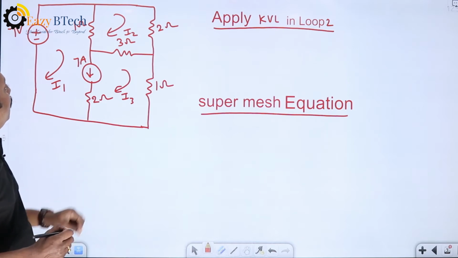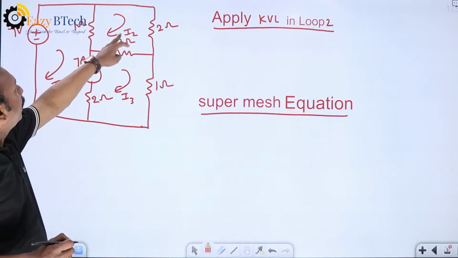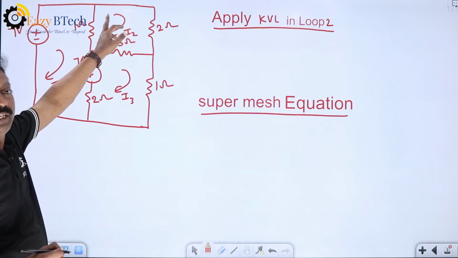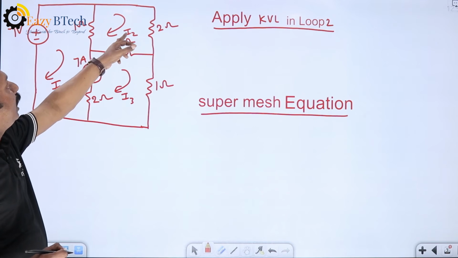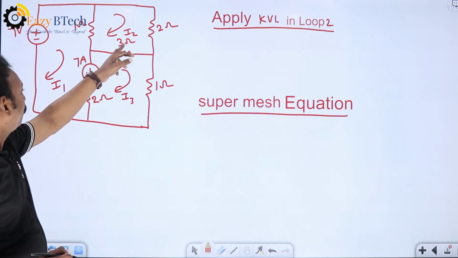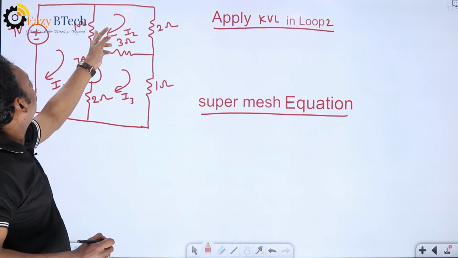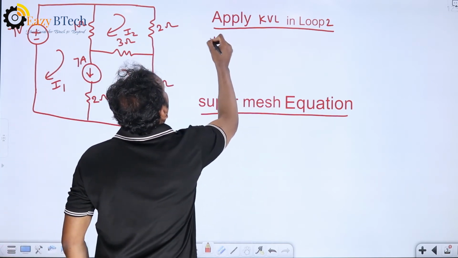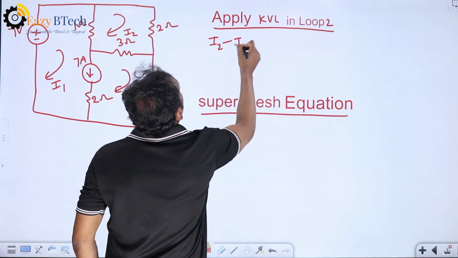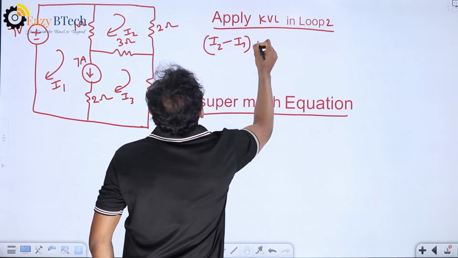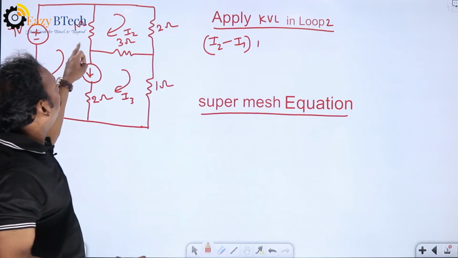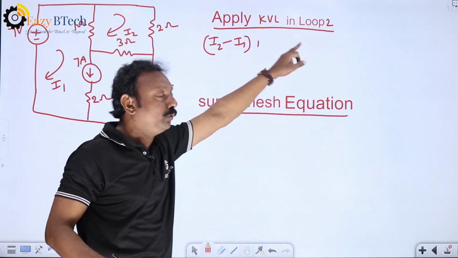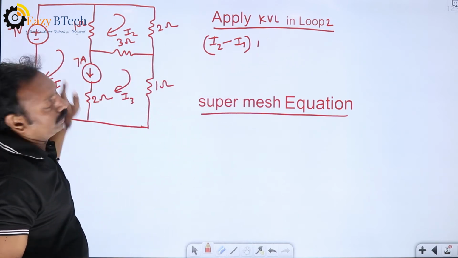Now, first directly apply normal KVL in the loop 2 equation. What is the KVL equation? Algebraic sum of the voltages in your loop equal to 0. Now, this 1 ohm is present between the second loop and the first loop. That is I2 minus I1 into 1. This is the voltage across the 1 ohm. We are writing the loop equation with respect to loop 2, that's why I2 minus I1 into 1.